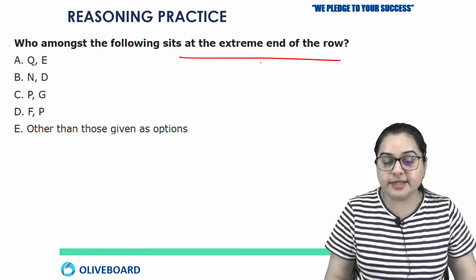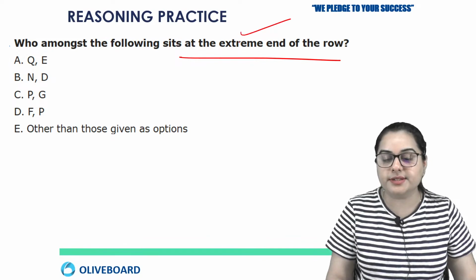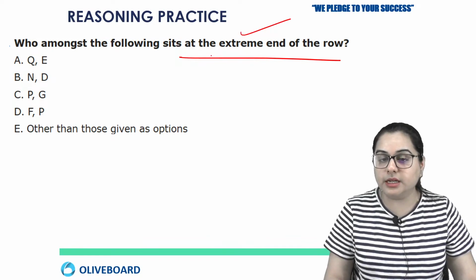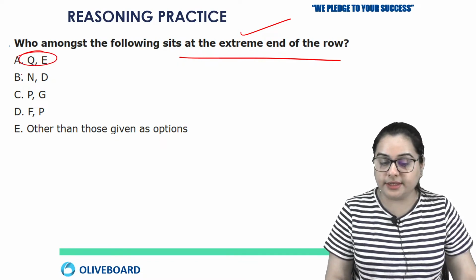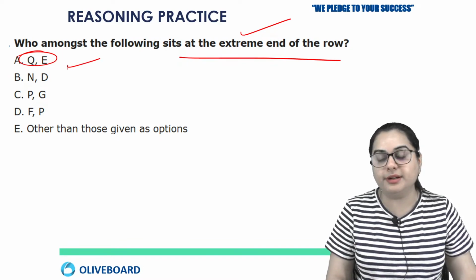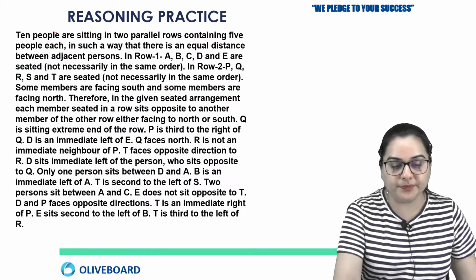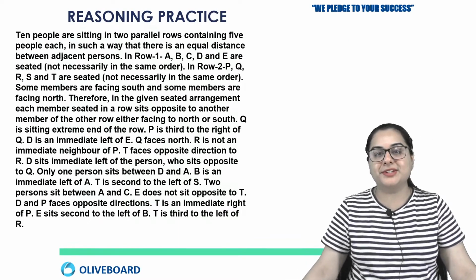Now next he is asking who among the following sits at the extreme end of the line. Now who is sitting at the extreme end of the line? It is Q, O, H, E. Okay, so Q and D, they are sitting at the extreme end of the line. So the answer here will be option number A. So I hope this is clear, right? Okay, so the next question.